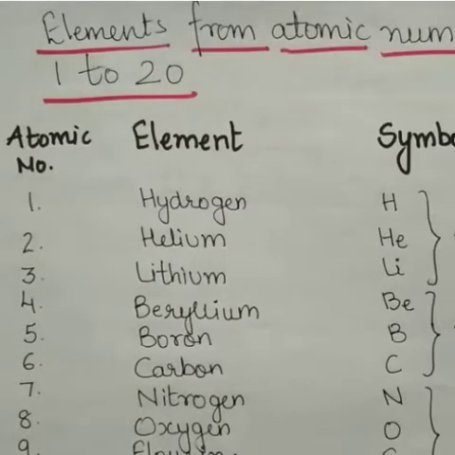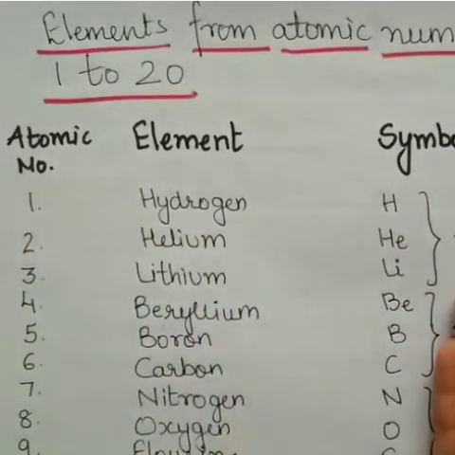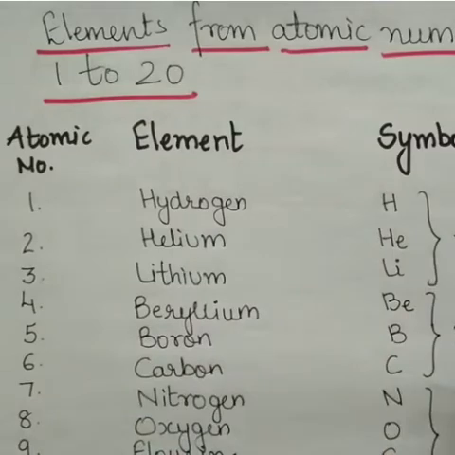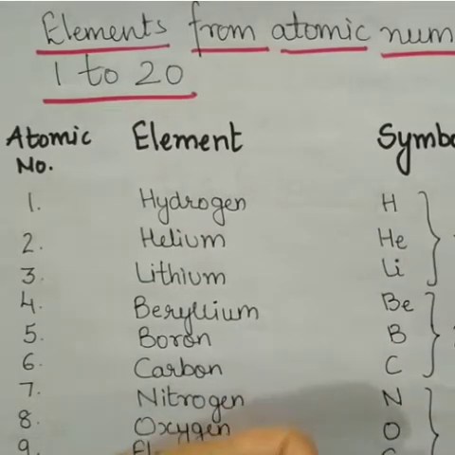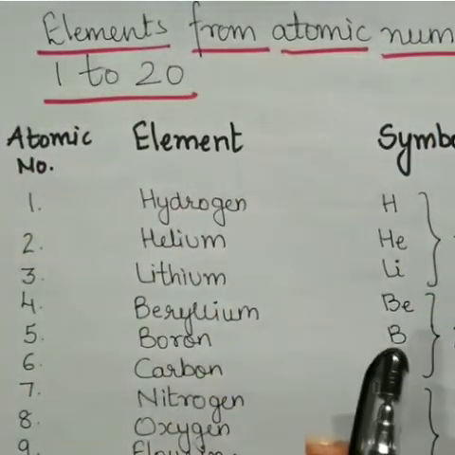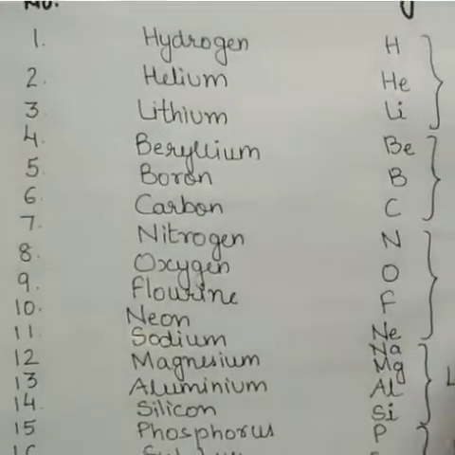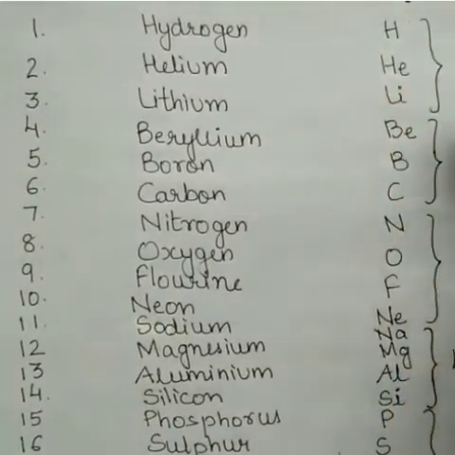Now students, I know that learning elements with their atomic numbers and symbols is very difficult. So I have created a simple, easy way to learn these elements with their atomic numbers and symbols. You can try it also. See here, I have divided the elements into groups of 3, 3, 4, 4, 3, 3.